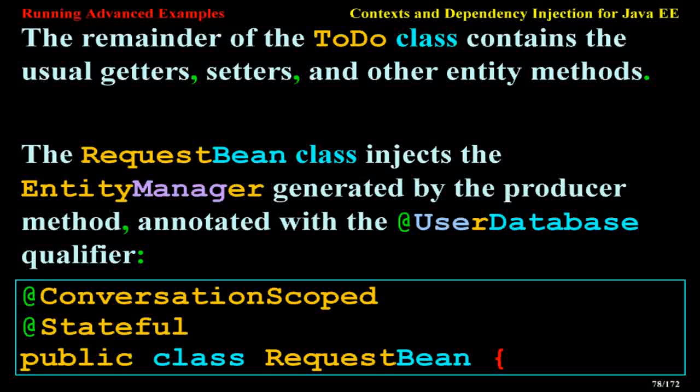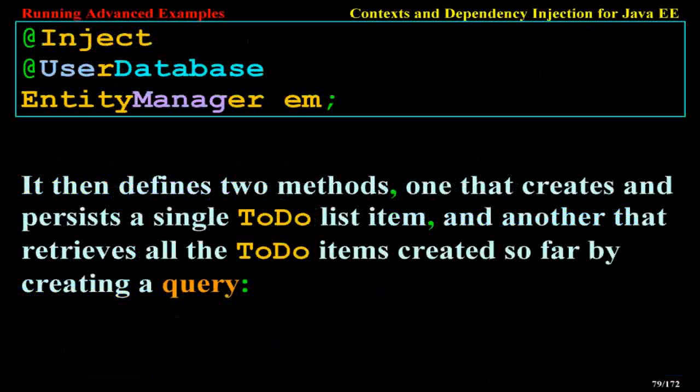The RequestBean class injects the entity manager generated by the producer method, annotated with a UserDatabase qualifier, conversation scoped. @Stateful public class RequestBean { @Inject @UserDatabase EntityManager em; It then defines 2 methods, one that creates and persists a single to-do list item, and another that retrieves all the to-do items created so far by creating a query.